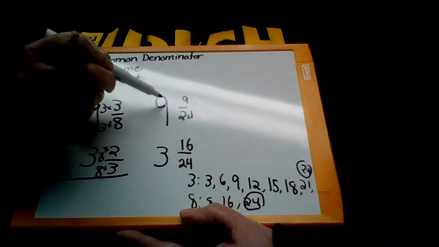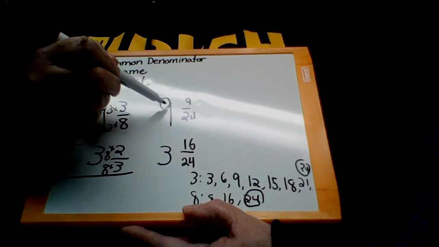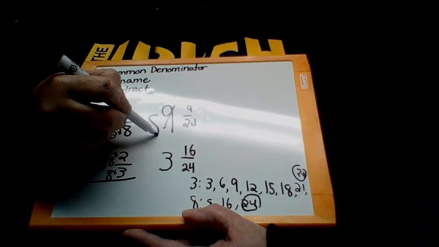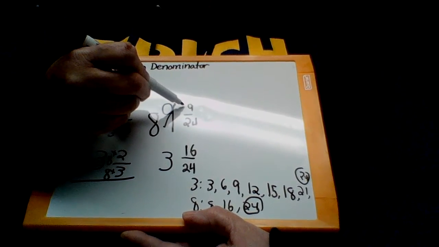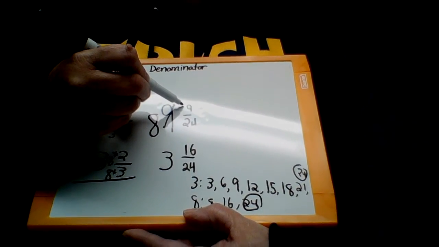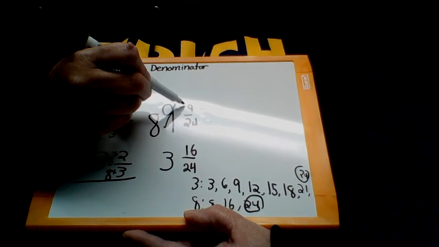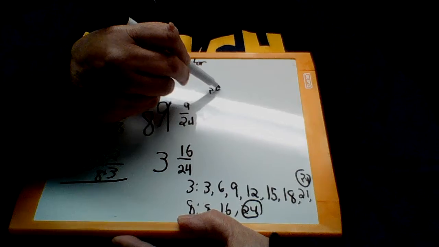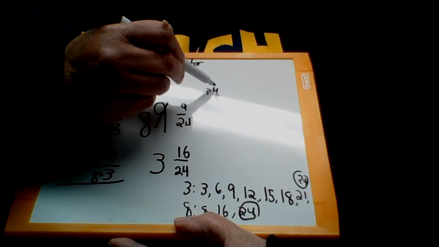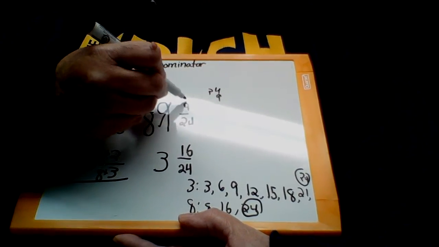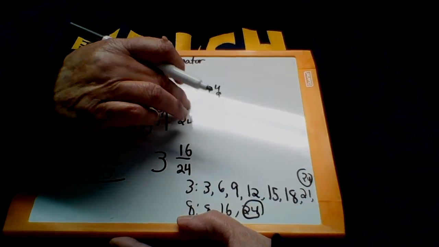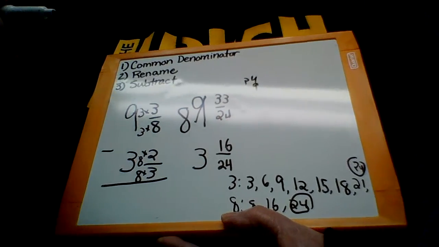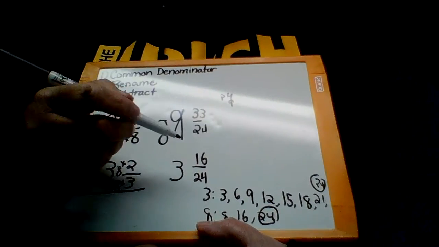Okay, so again, I'm going to take 24/24 out of here. So I'm going to take 1. I'm going to make this an 8. And 24 plus 9 is 33. Sorry, 33. So this is going to be 33/24 minus 16/24.